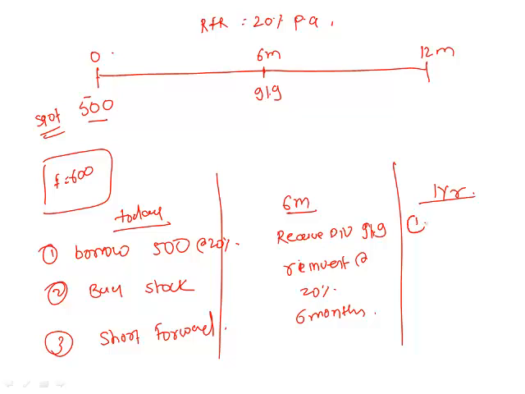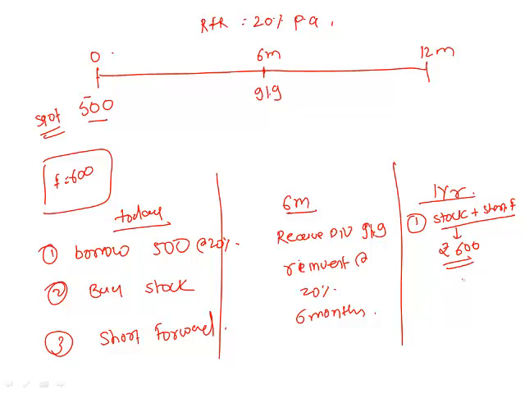So number one, I have a stock with me, which I purchased a year ago. Plus, I also had a short position on the forward contract, which gives me a right and obligation to sell my stock. At what price am I going to sell my stock? 600. So with this, I will receive rupees 600.